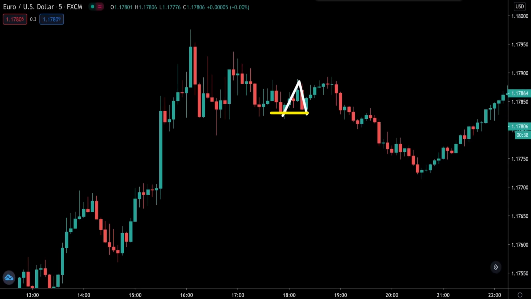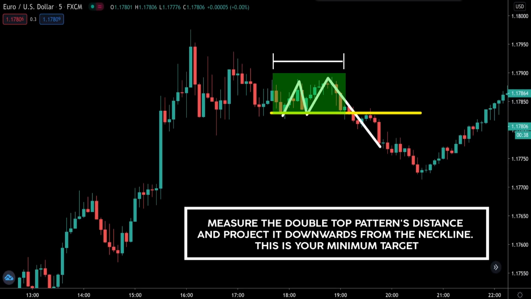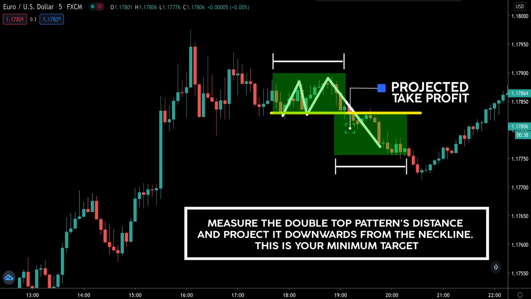To determine your profit target, measure the double top's pattern distance and project it downwards from the neckline. This is your minimum target, but feel free to have multiple targets and lock in your gains along the way.